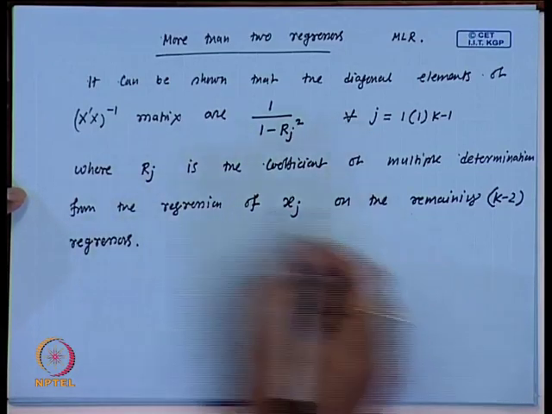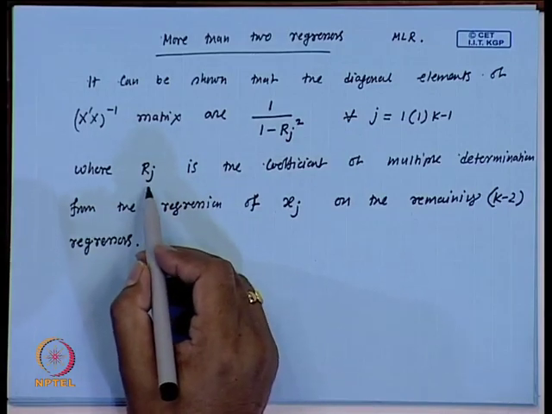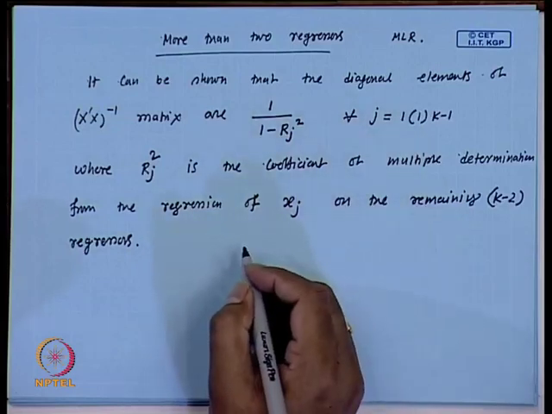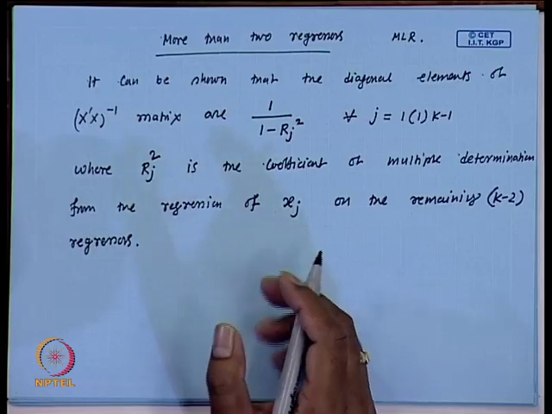Okay, I think I need to explain this here. R_j square is the coefficient of multiple determination. We know what is the coefficient of multiple determination in a multiple linear regression model, that is R square is equal to SS regression by SS total, and this parameter measures the proportion of variability in the response variable that is explained by the regressor variables. But here what I mean by R_j square is different. Now we know what is R square when we fit a regression model between the response variable and the k minus 1 regressor variables.